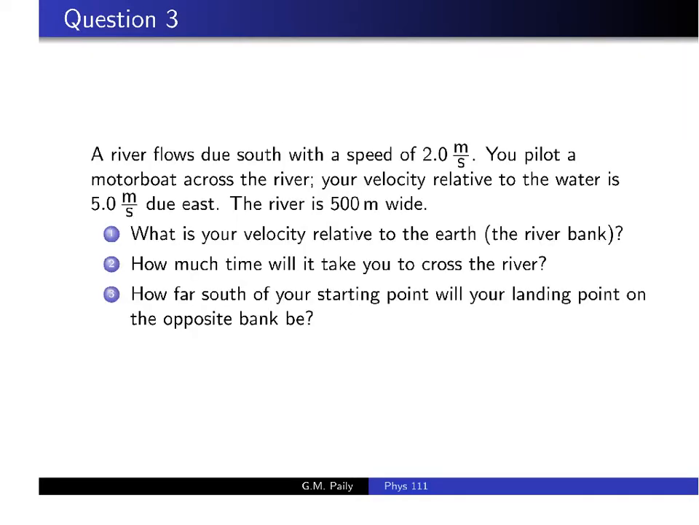Here is another problem. A river flows due south with a speed of 2 meters per second. You pilot a motorboat across the river. Your velocity relative to the water is 5 meters per second due east. The river is 500 meters wide. We are asked to answer the following questions.